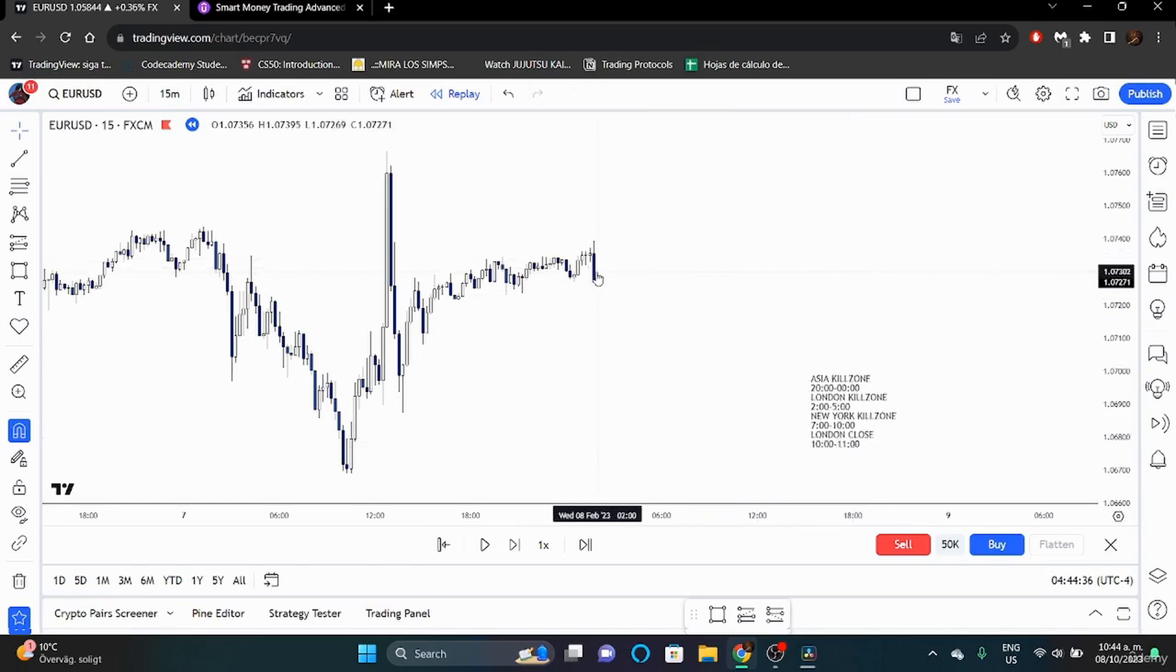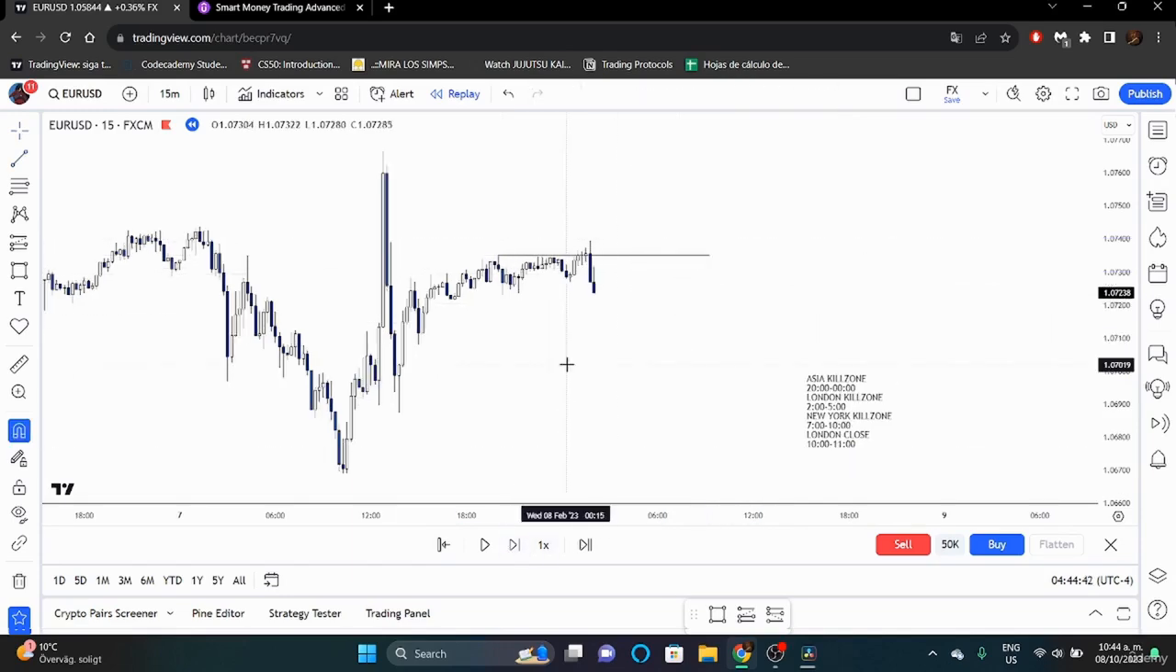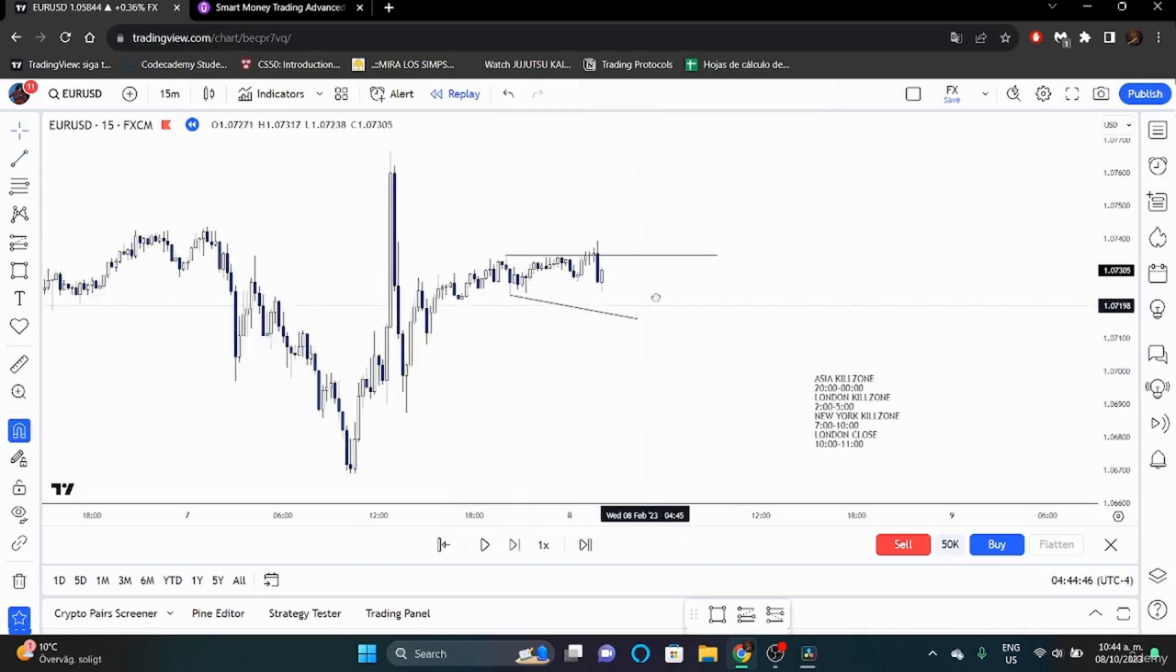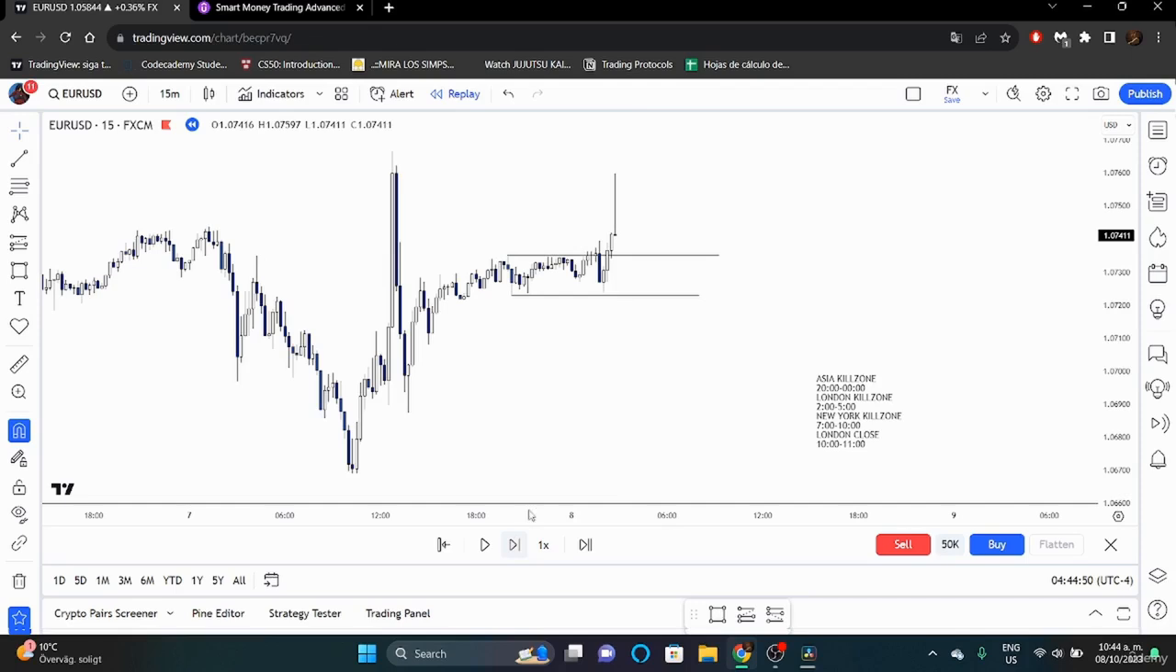Asian session consolidation. What does the London do? It's taking the Asian stop losses. Where are the Asian stop losses? Right here and right there. That's our Asian session. There we go. London takes stops, then goes to the opposite side. This was our rejection block.